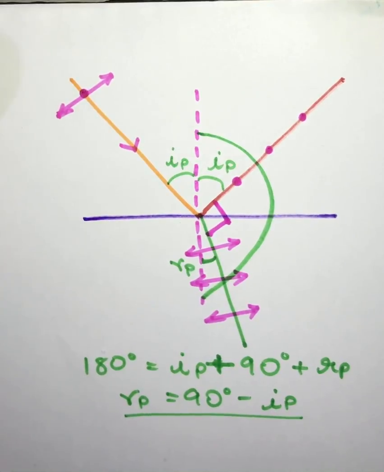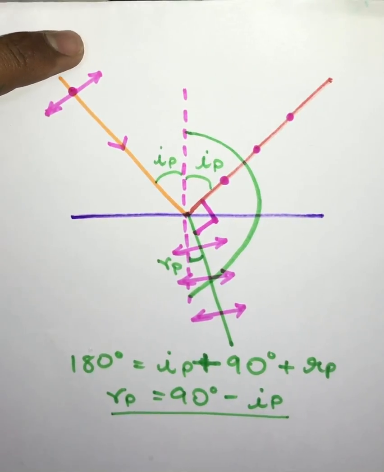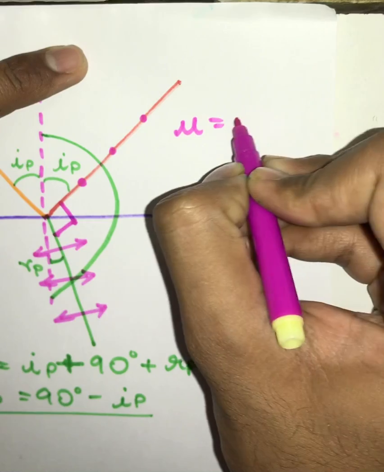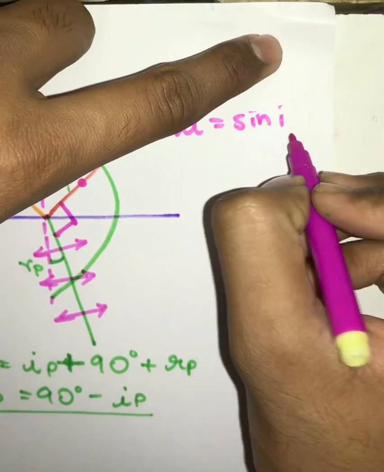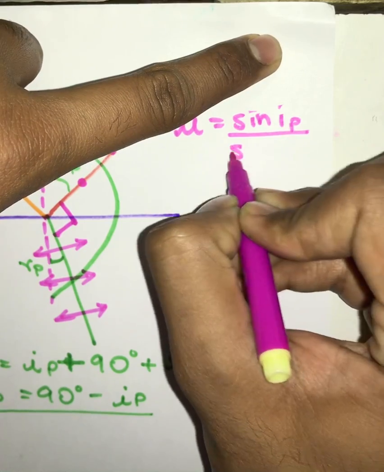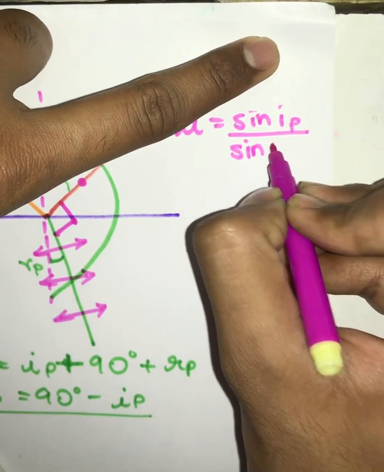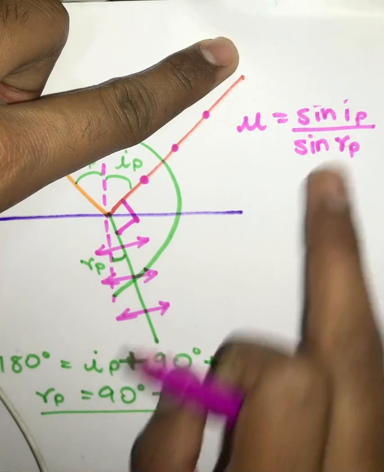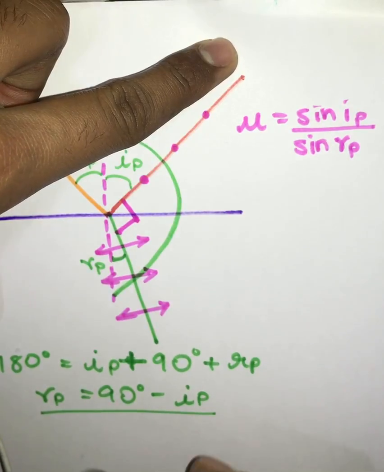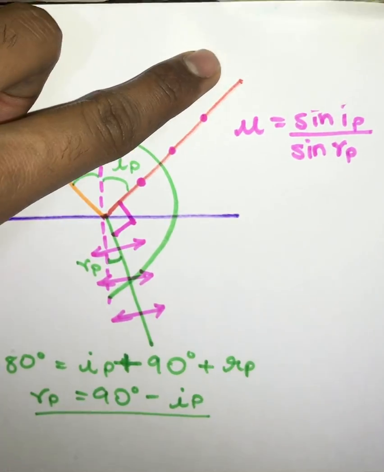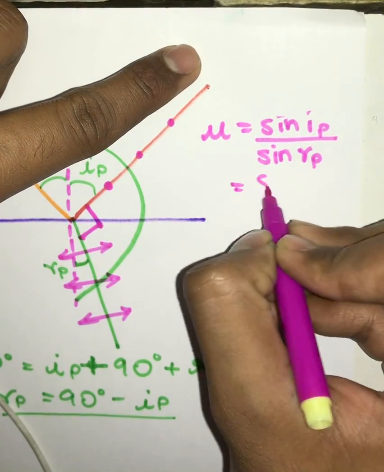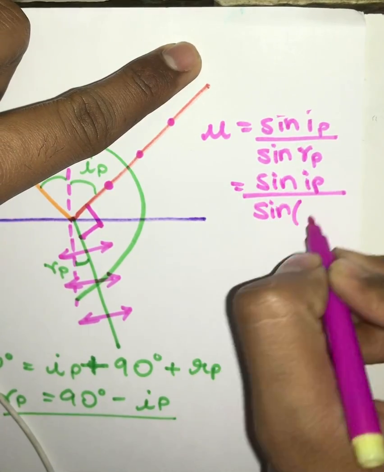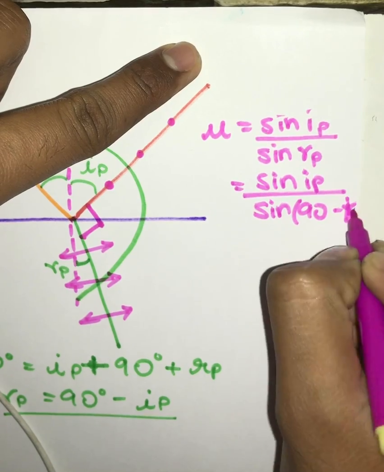Now according to Snell's law, how we find the value of mu is that mu is nothing but equal to sine IP, that is the angle of incidence, upon the sine of the angle of refraction. But from this condition what we have got is that RP is nothing but equal to 90 degrees minus IP. So substituting this value of 90 degrees minus IP in this equation, we get mu is nothing but equal to sine of IP upon sine of 90 degrees minus IP.